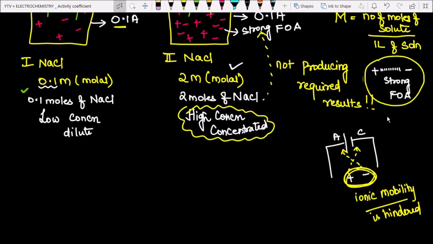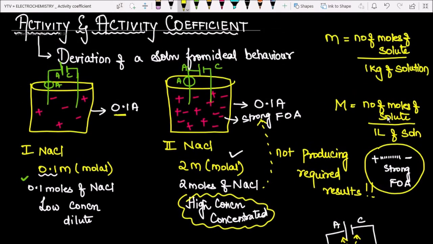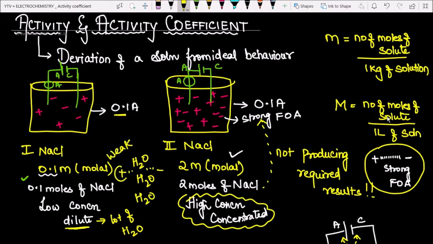Now you might ask, isn't the same kind of attraction present in the first case? Of course it is present, but the solution is dilute, which means there is a lot of water. When you have a lot of water molecules in between, this connection between the cation and anion is going to be weak. So automatically, since the connection is weak, the cation can easily move towards the cathode and the anion can easily move towards the anode. And in the first case, the expected results are obtained.